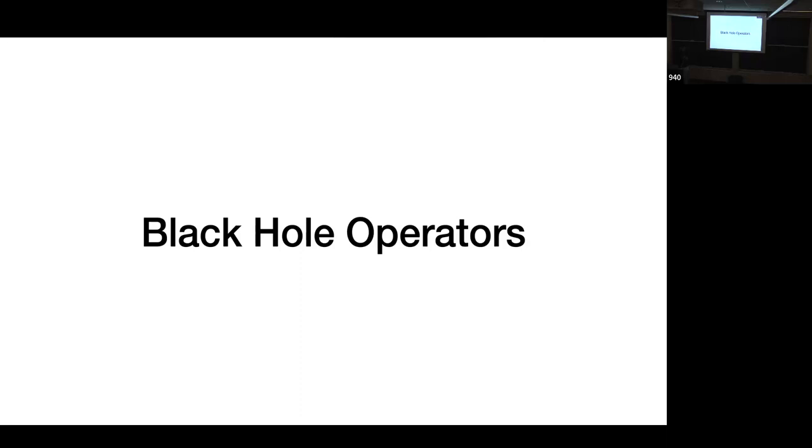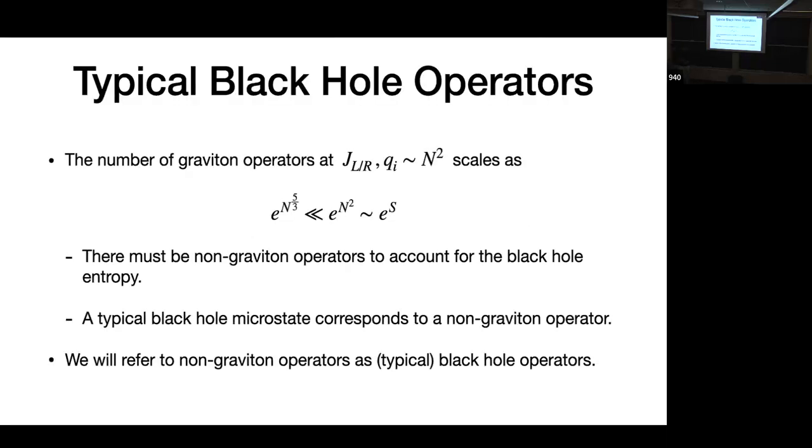Do we have a definition of the black hole operators? Let's see. First we can try to basically count the number of graviton operators, and that just equals the count of gravitons. We want to focus on the range of charges that are of order n squared. That's the black holes case.